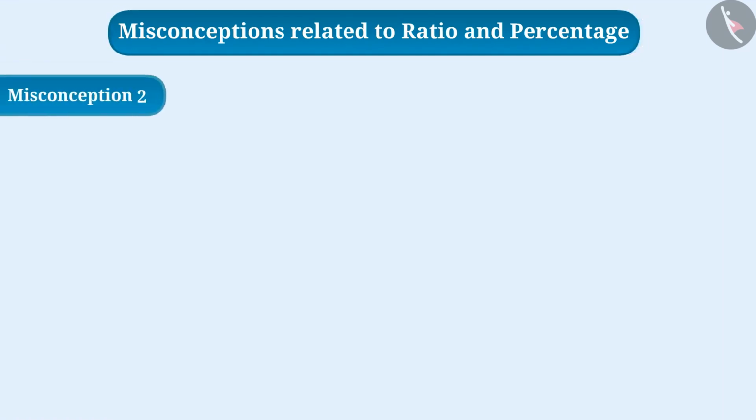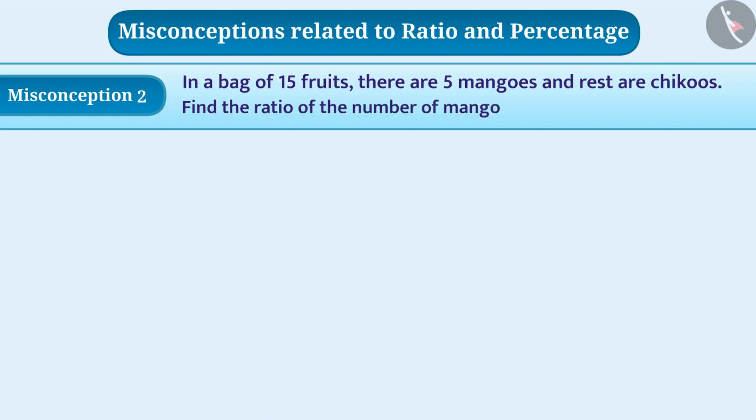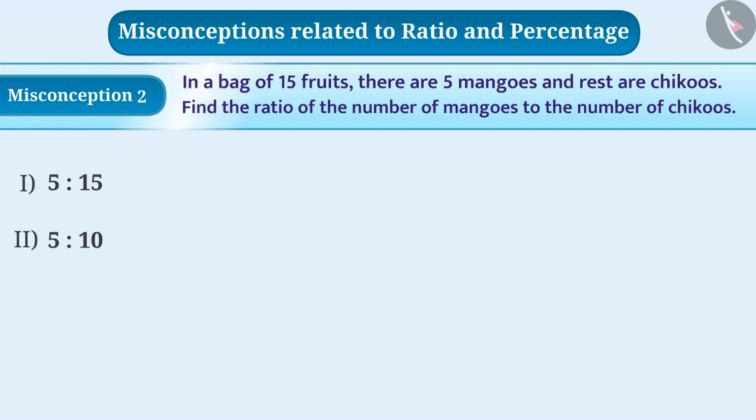Misconception 2. In a bag of 15 fruits, there are 5 mangoes and the rest are chikus. Find the ratio of the number of mangoes to the number of chikus. Some children can't understand the given information and ignore what is to be found. They see the numbers 15 and 5 in the question and in option 1 and think that option 1 is the right answer. That's why they choose option 1, which is a wrong answer.